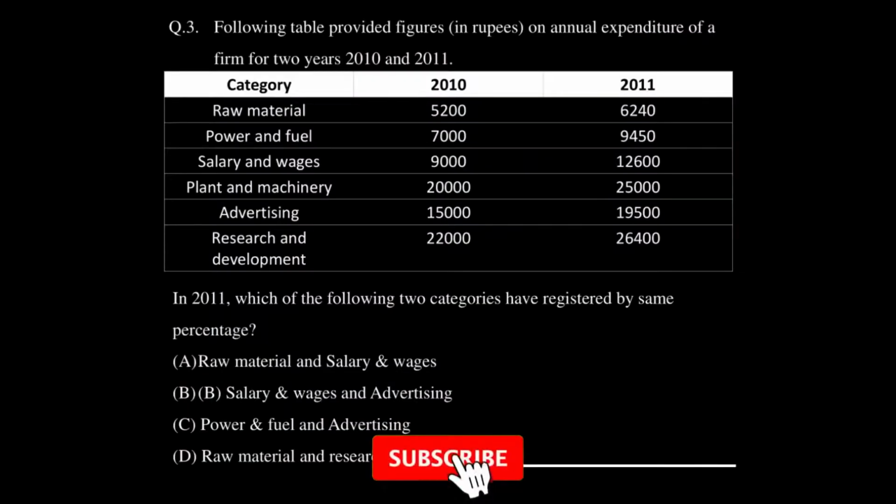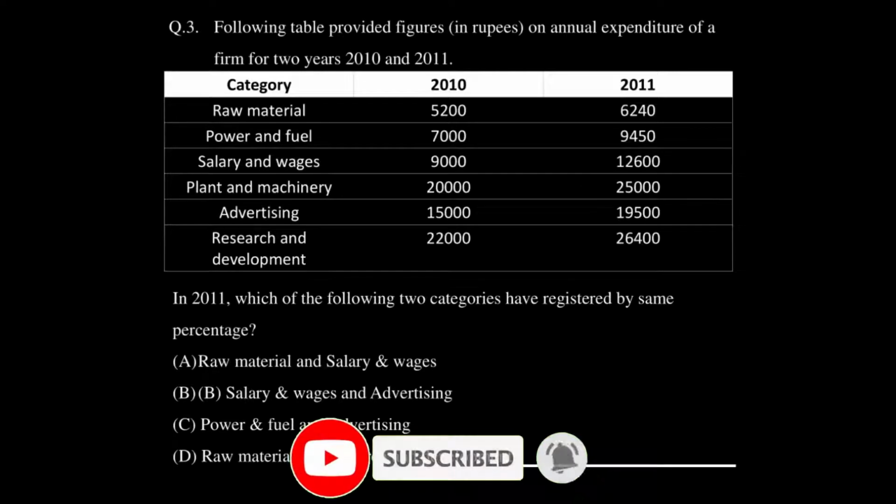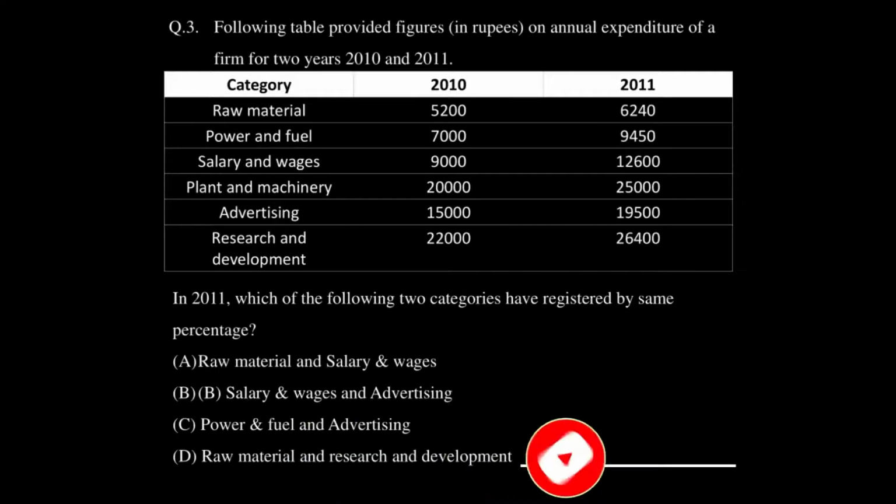This question was asked in the year 2013. There is a table, and we have to find which two of these categories registered the same change. That means there is a change from the year 2010 to 2011, and we need to find which categories have registered the same percentage change. We can't just subtract the value of 2011 and 2010 and write the answers. We need to find the percentage, and for that we should know the concept of percentage change.